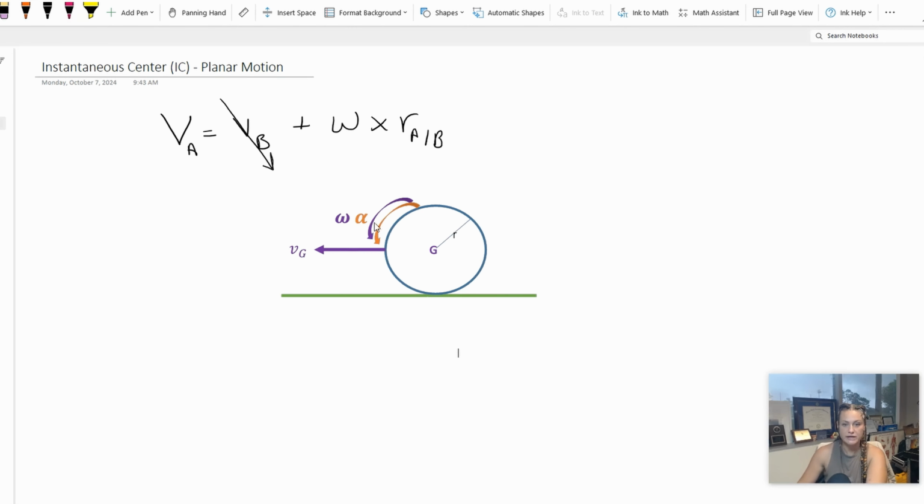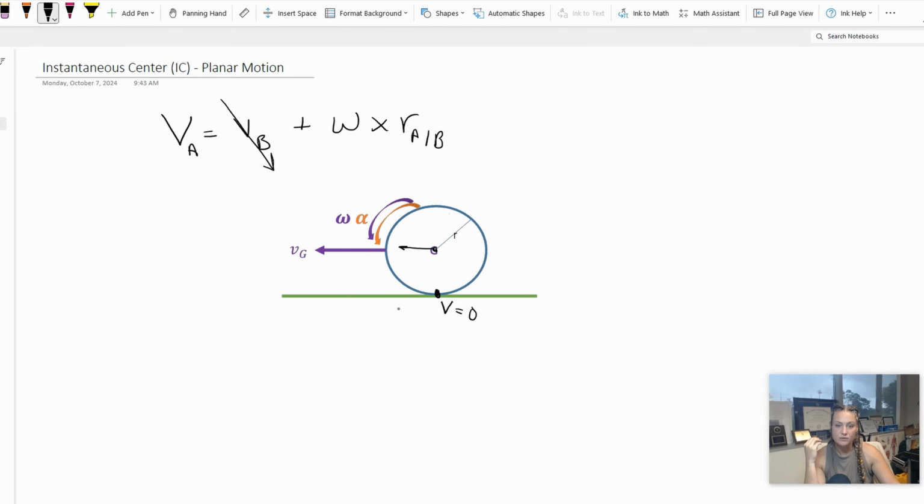If I'm just looking at this rigid body right here, where on this rigid body would it be zero linear velocity? Now, a lot of students will say, oh, the center has zero. That's not correct because the center is still moving. It's actually going to be in contact with the floor. This is where velocity equals zero.